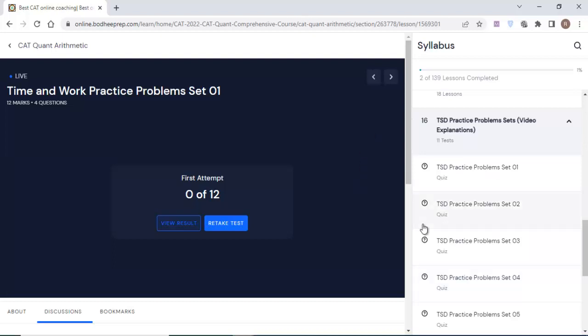So this is how you have to complete this arithmetic portion in these 4 weeks. In the next video, I'll be discussing what we have to do for week number 5.